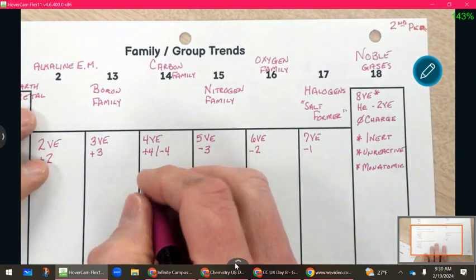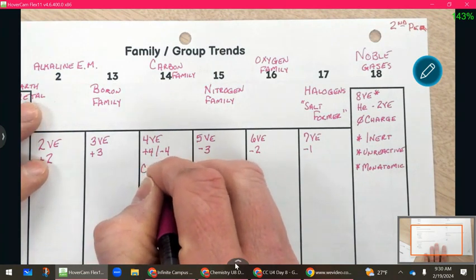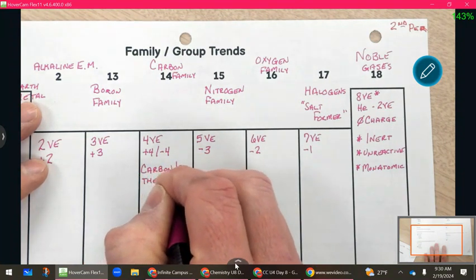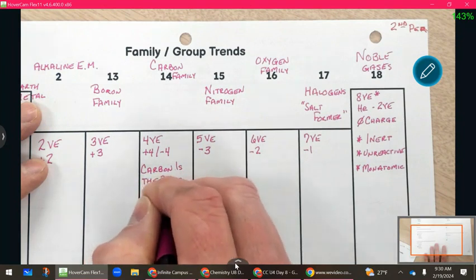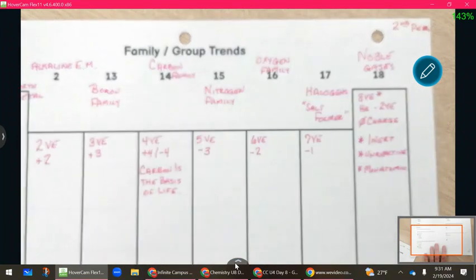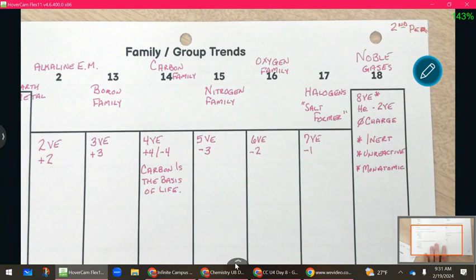Go into the carbon family and make a note. Carbon is the basis of life. Every living thing on this planet is carbon-based, ladies and gentlemen. That is the element that is the main ingredient in all living things. Questions? Okay. So those notes will help you as we go on and on, ladies and gentlemen. Any questions?